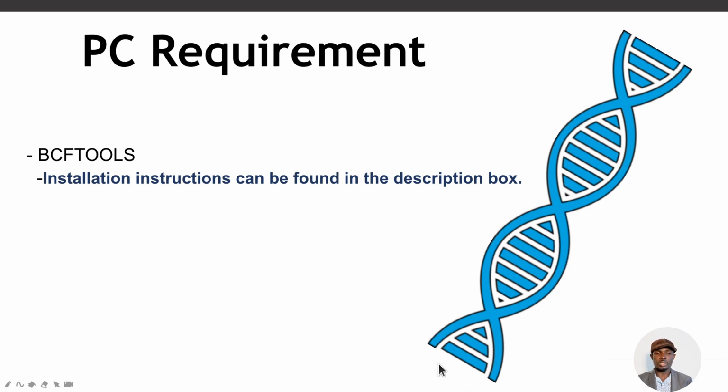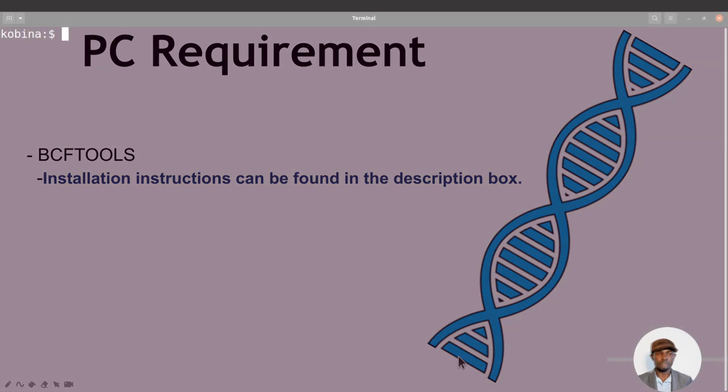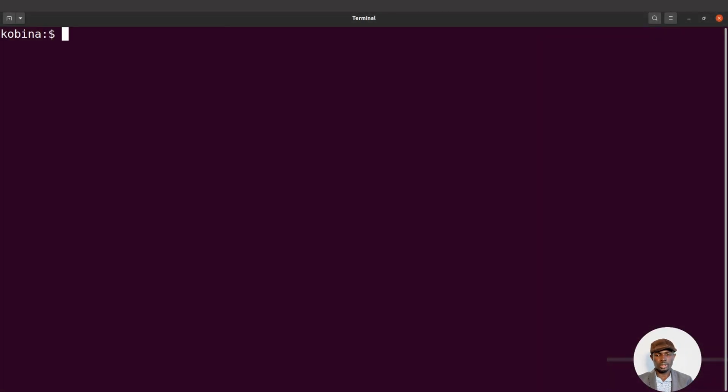All right, now let's get started. Let's open a terminal and then start the exercise. All right, so we are on the terminal now. What I'll do first is create a working directory and cd into it. So I'll make the VCFs directory and cd into it. This is my working directory.